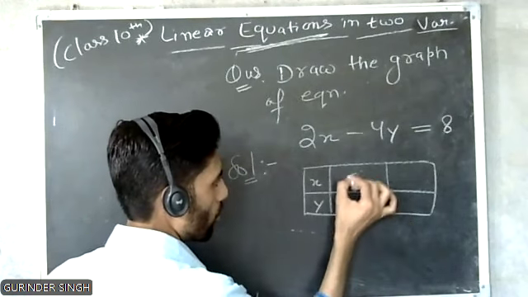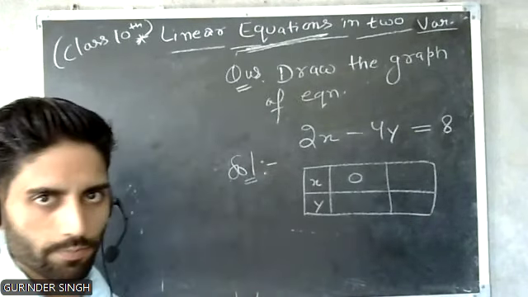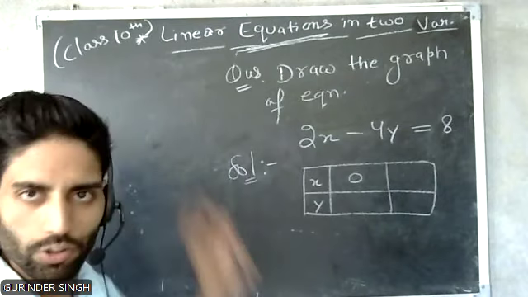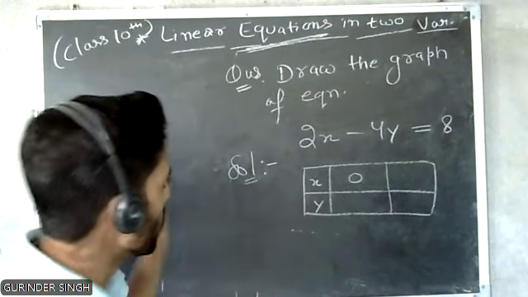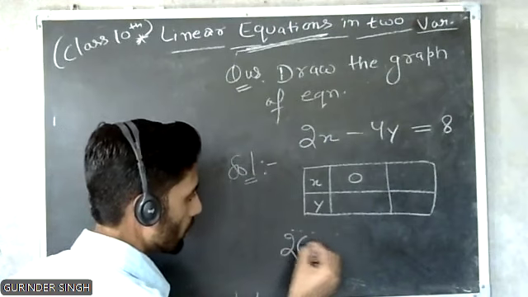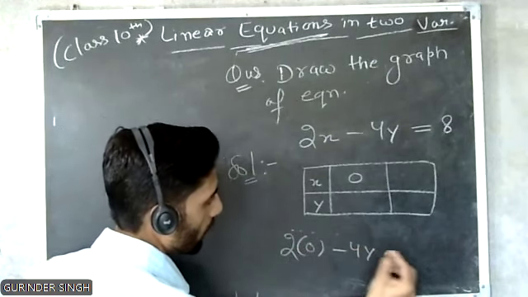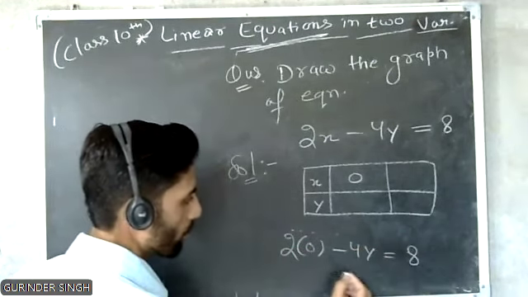calculations. So I'm taking x equal to 0. I'm taking x equal to 0. Okay, put it here. If x is 0, we'll find the value of y. Simple. This will be 0, this will vanish.